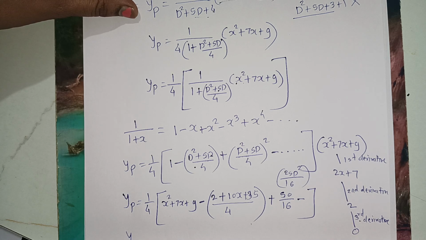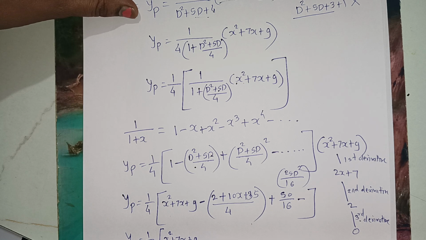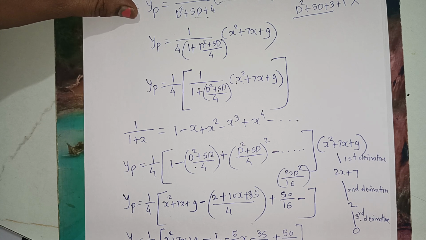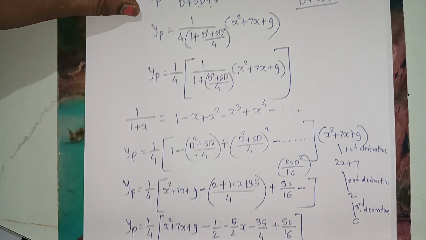Okay, so yp is equal to 1 by 4 times (x square plus 7x plus 9) minus 1 by 2, and separating this, minus 5 by 2 x, minus 35 by 4 plus 50 by 16. This is your required yp. Now you have to collect all like terms together.